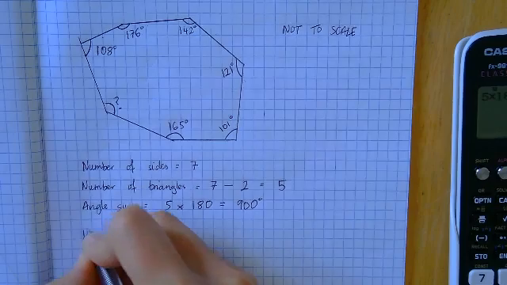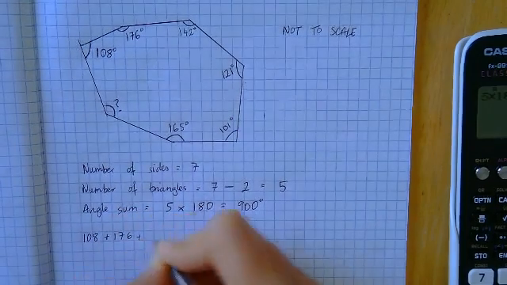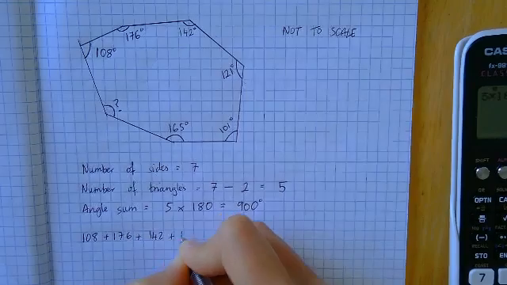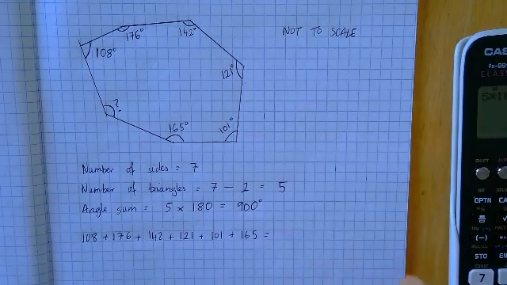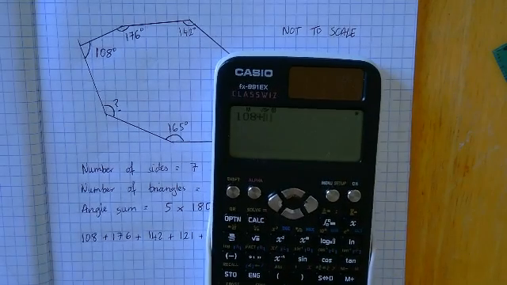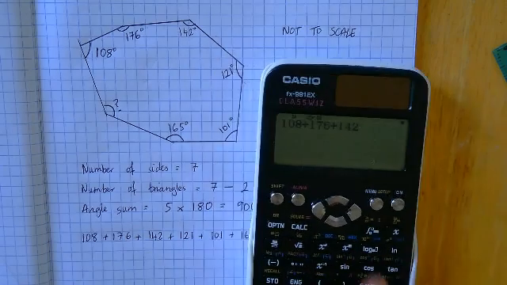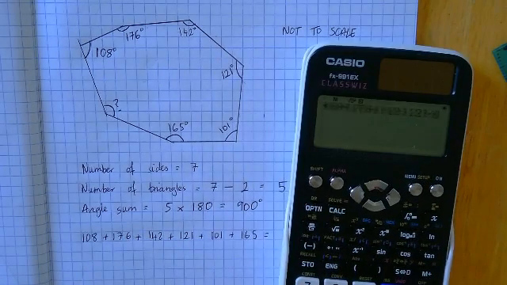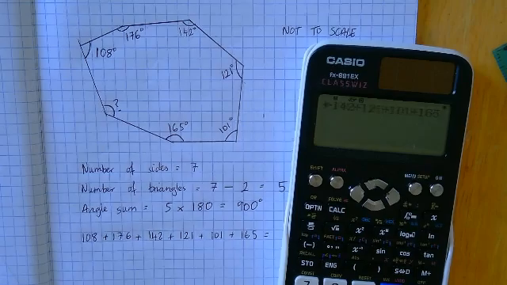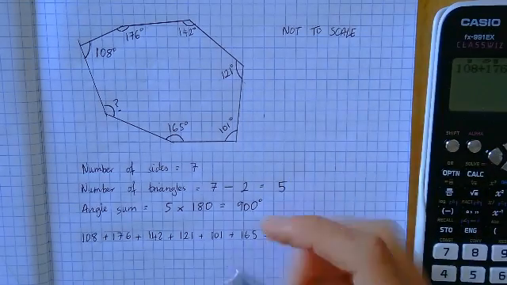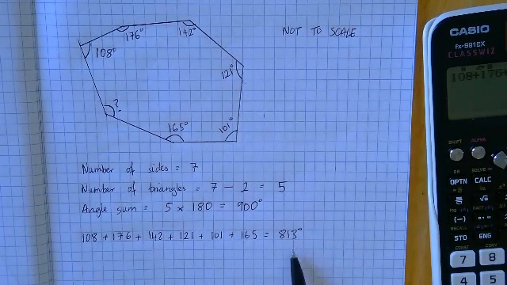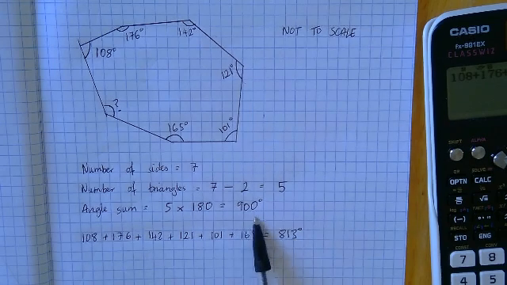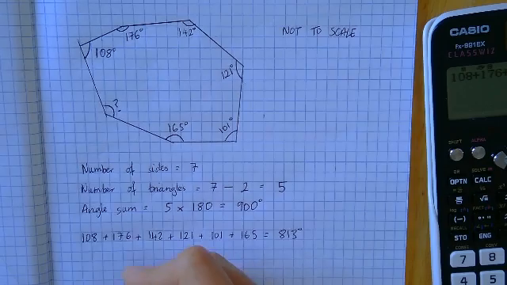So let's add all of these angles up. So I need to do 108, add 176, add 142, add 121, add 101, add 165. Right, that gives me 813 degrees. So in total already I've got 813 degrees. And I know that I need 900 degrees in total in this shape.